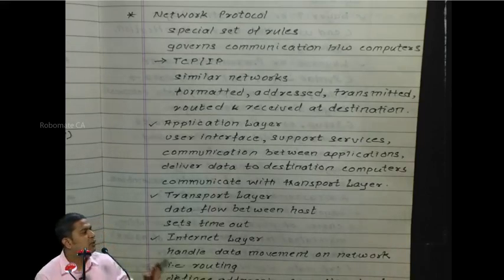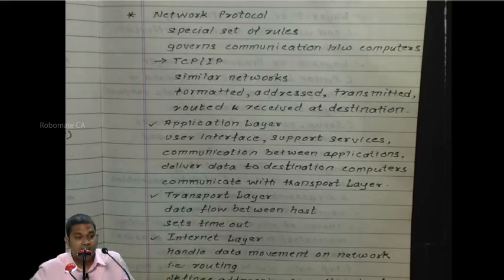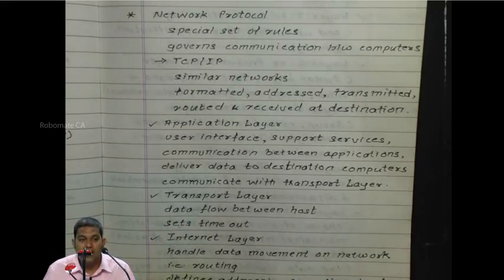It is not necessary that you have only one single road to reach the destination. Okay, there are n number of roads. So which exact road will you take and how will you route your data packets? That has been decided, that has been defined by TCP/IP. And how it is received at the destination. All these definitions are given by TCP/IP.